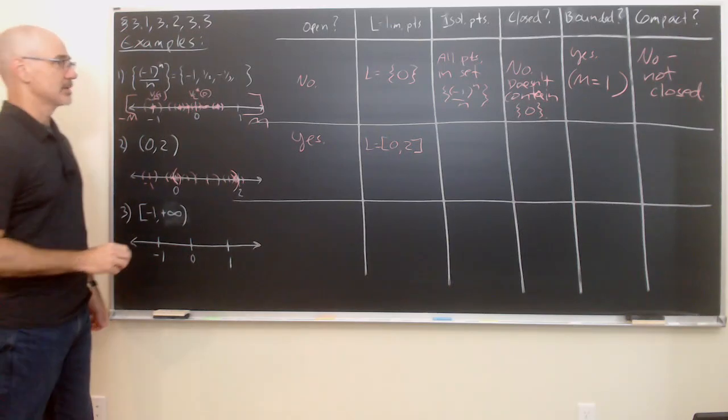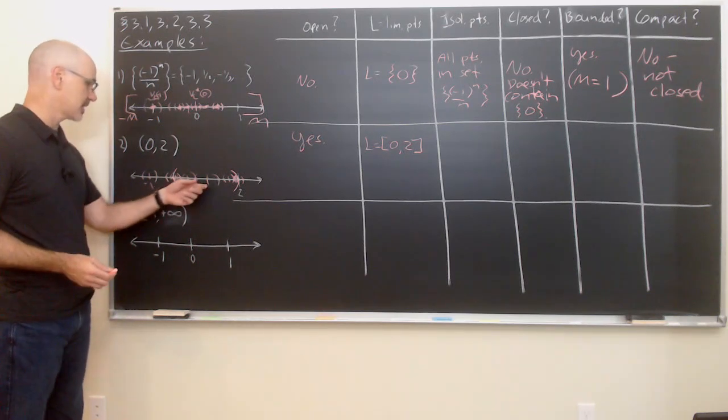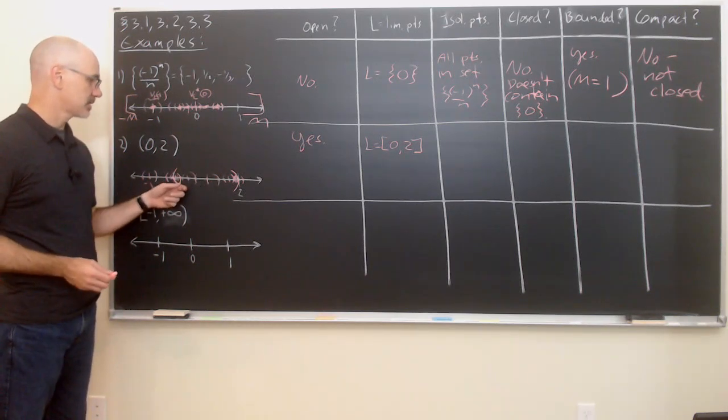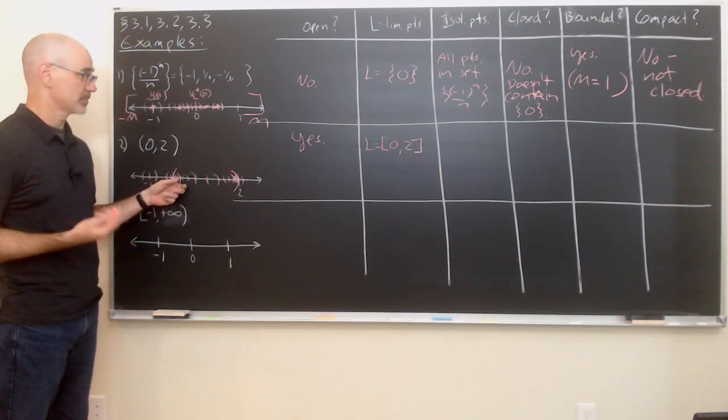What about isolated points? Well, we actually can't have isolated points because we already said that any point in the set is a limit point. And the isolated points are the ones that aren't limit points. So we have no isolated points.